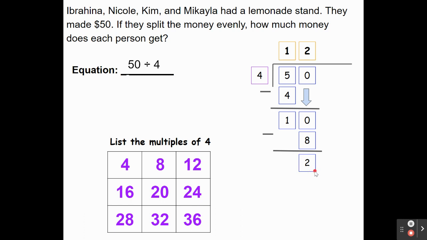But if you think about the question, it says how much money does each person get? Well, how can we give each person $12 remainder 2? We want to split this $2 into cents. So what we can do is place a decimal right here next to the ones place and put a 0 in the tenths place. Remember, there was nothing in the tenths place, which means there's 0 tenths, which is why we're putting a 0 here.